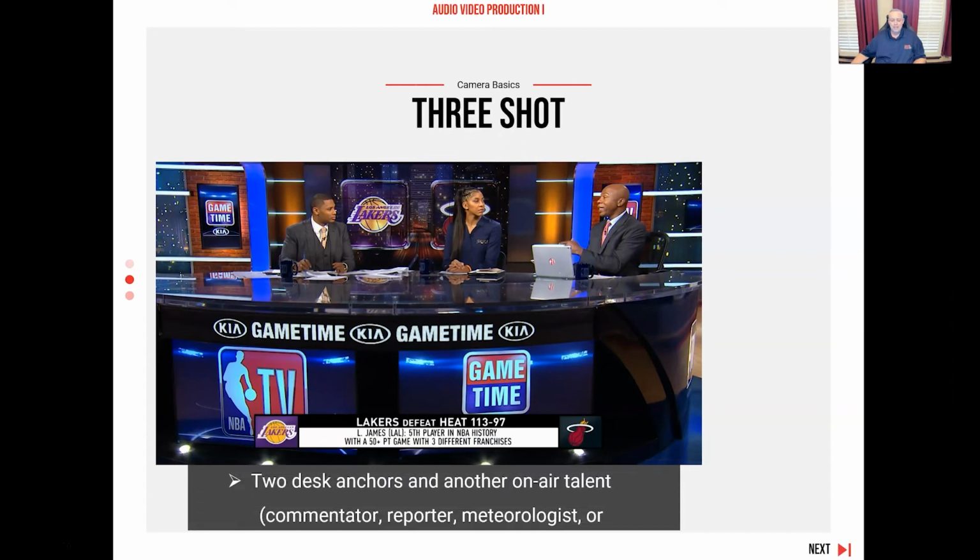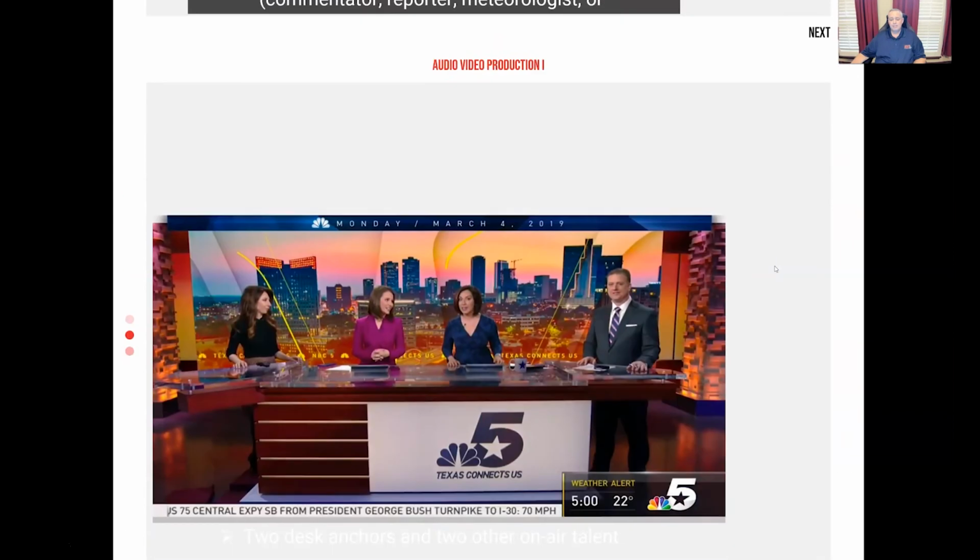This one happens to be NBA TV. They're probably analyzing, it looks like the Lakers and the Heat. They had their two main anchors there, and then probably an analyst, a commentator. In news, these could be the two main anchors, and maybe the weather or the meteorologist comes over, or a reporter comes over, or the sports anchor comes over. Or there could just be three anchors at the desk too. Usually two people are going to guide the discussion, or one person's going to guide the discussion, and then they're going to have guests. So let's blow your mind again.